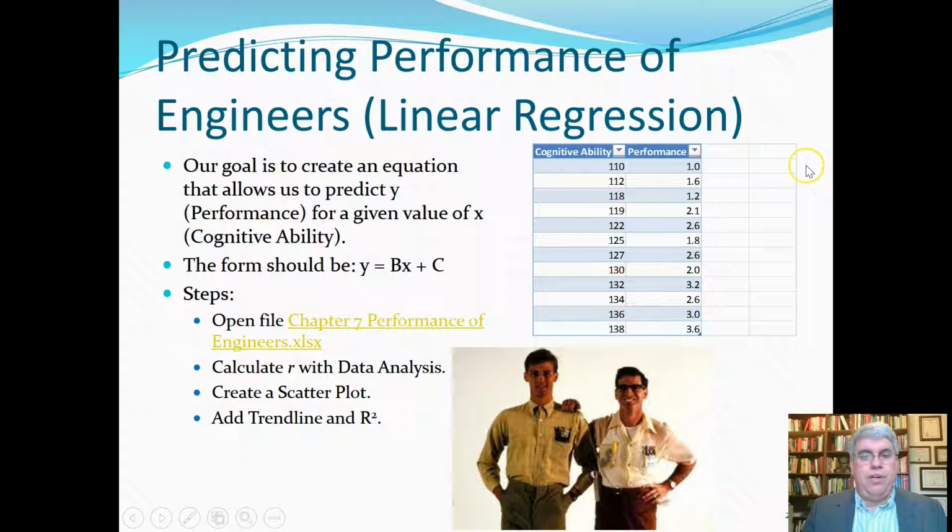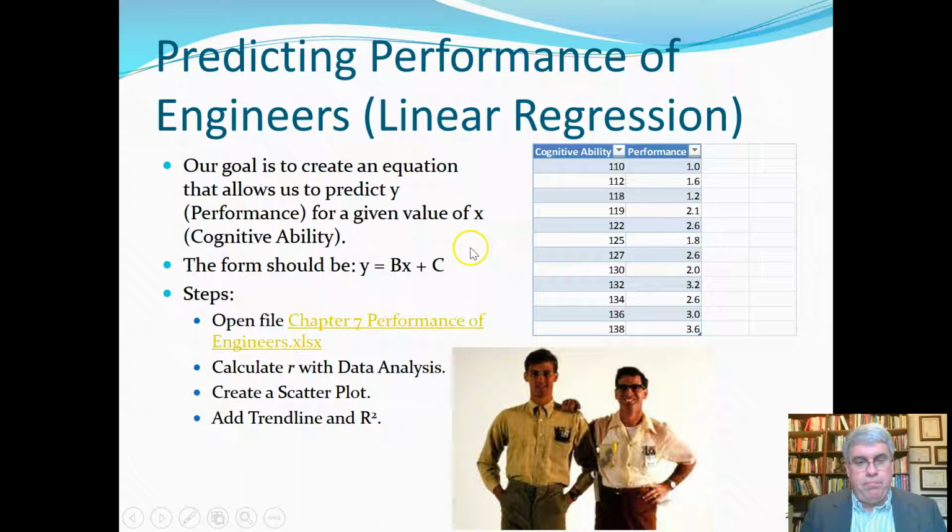And our goal is to create an equation that allows us to predict performance, which we'll call y, for a given value of x, which we'll call cognitive ability. And the form should be y equals bx plus c. Now, you might recognize this equation from algebra. A lot of times it's in the form of y equals mx plus b. We've got the b is going to be the slope of the line, and the c is going to be the y-intercept.